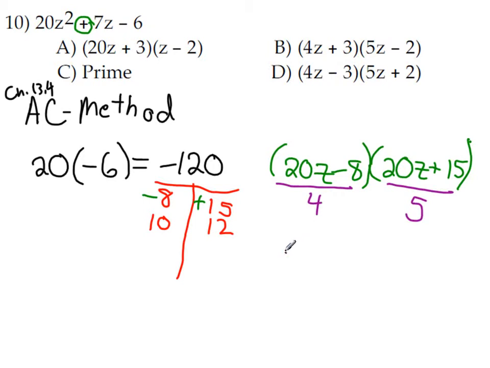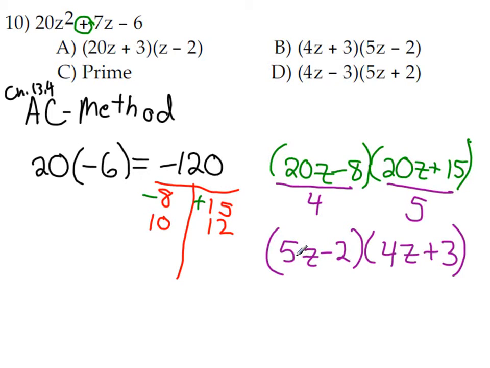So we're left with, almost wrote 20z again. We have 5z minus 8. I messed up. Each term has to be divided by the 4. So it's 5z minus 2, right? 8 divided by 4 is 2, not 8 again. And 20 divided by 5 is 4z plus 3.